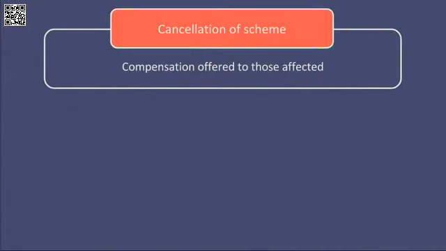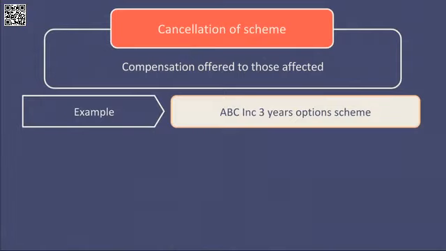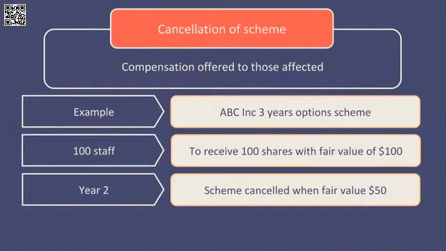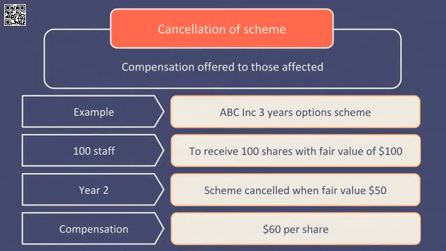What do you do if the company cancels the scheme? If the scheme is cancelled, often compensation is offered to those affected. Let's look at an example to understand how to recognise it. ABC Incorporated has a 3-year share option scheme where its 100 staff will receive 100 shares with a fair value of $100. In year 2, the scheme is cancelled when the fair value of the option was $50. To compensate their staff, they will pay them $60 per share.